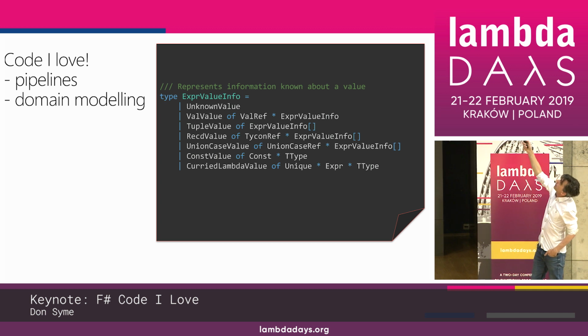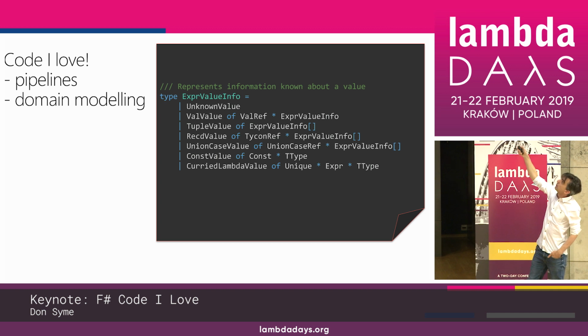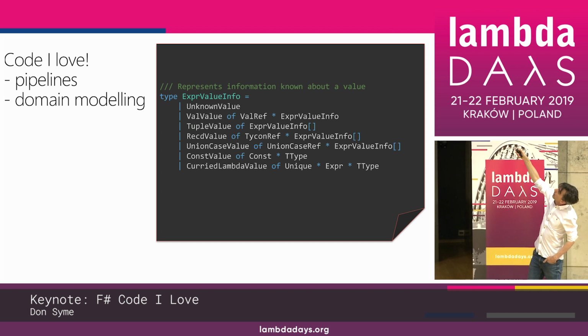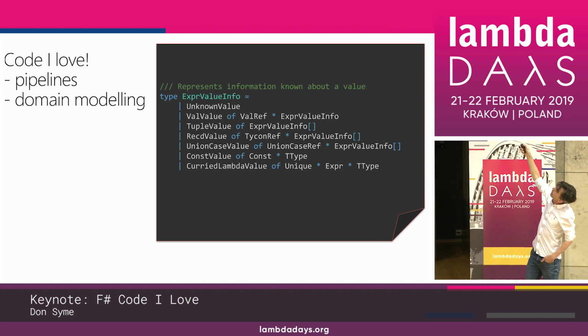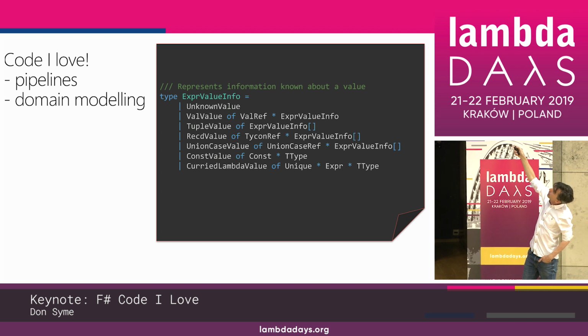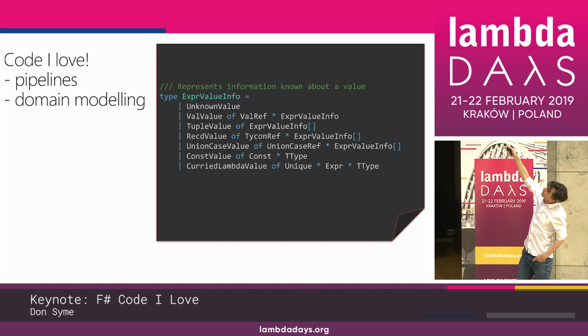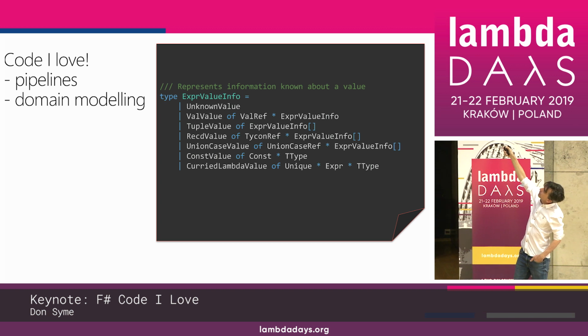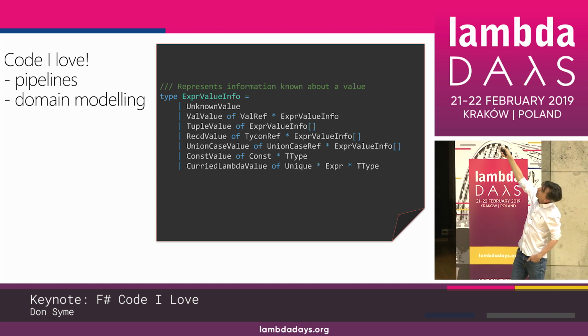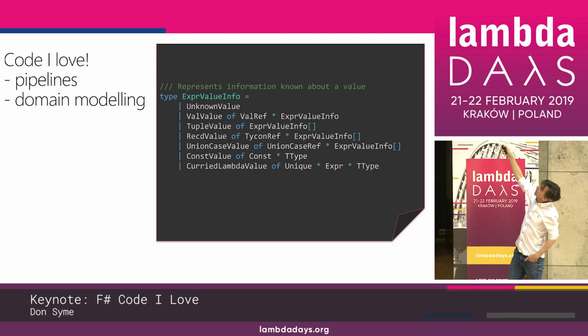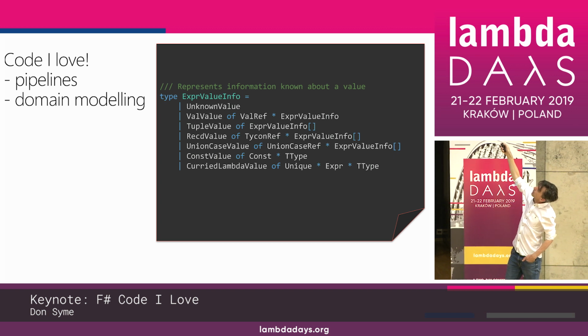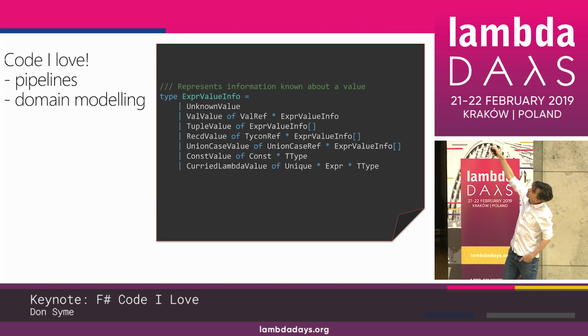This is the information the F# compiler, the F# optimizer, knows about your code. So it might know that one expression is actually equal to another value. Whatever it is, it's equal to this value. It might know that it's a tuple, a record, a union case, or a constant, or it might know that it's a lambda of some expression over the right. So this is what the optimizer knows.